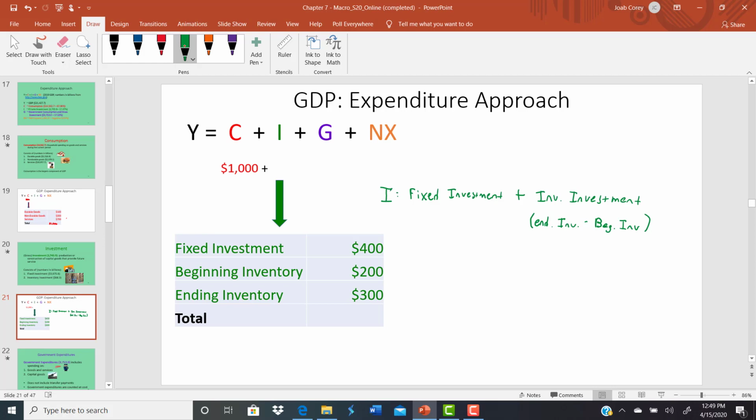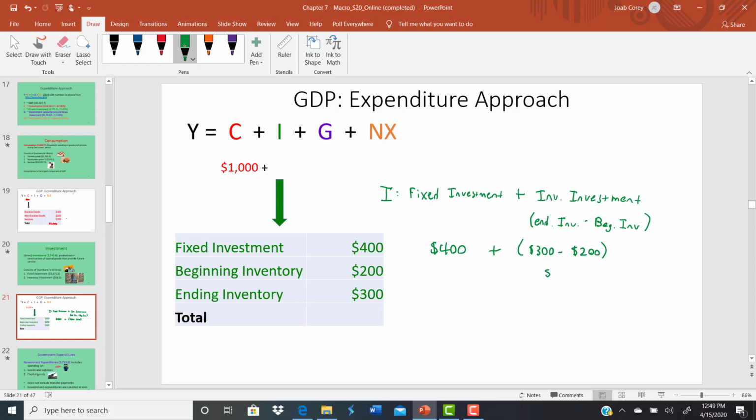So again, if you're calculating that I component, you're going to have $400 in fixed investment plus, it looks like we had $300 at the end of the year, but we had $200 at the beginning of the year. So we had $100 worth of stuff that was produced throughout the year that just hasn't been sold yet. So that's been added to our inventories. So we add that to the $400 of machines that we have bought to produce future goods. And again, that's going to give us a total of $500 that gets added through that investment component to GDP.